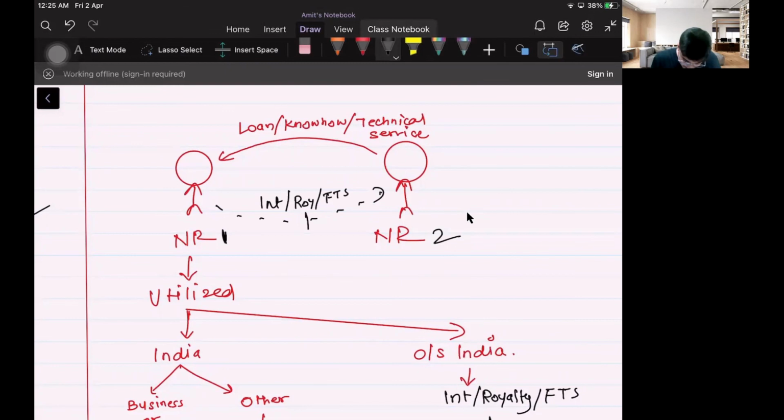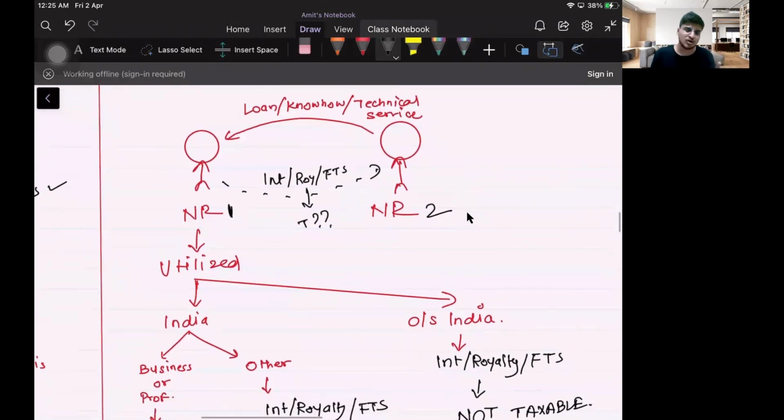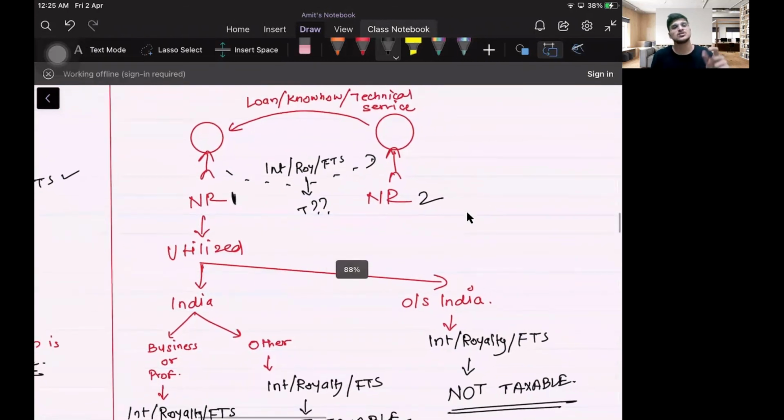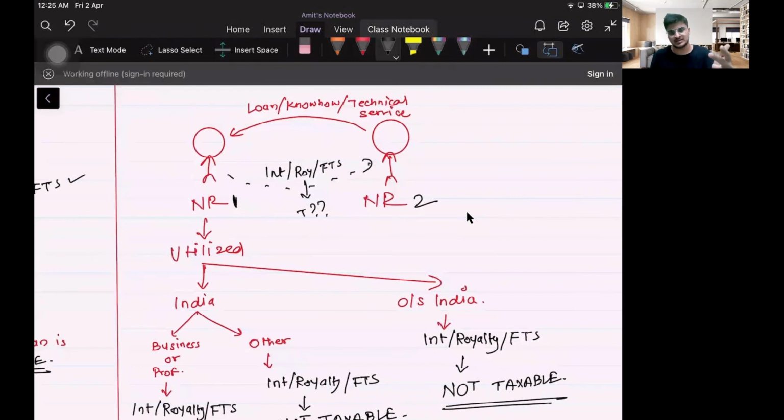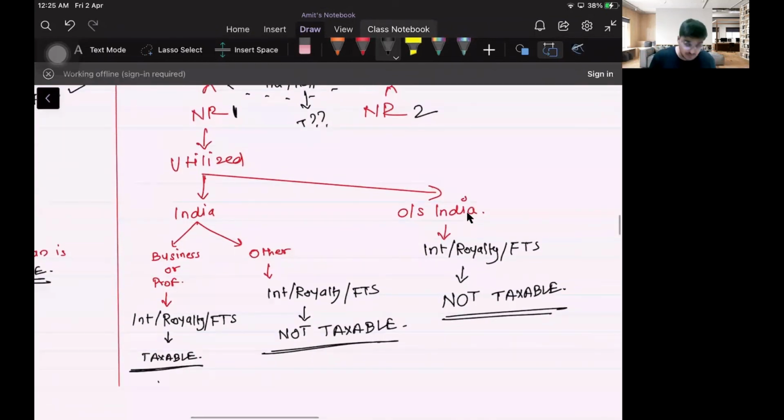तो ये टैक्सेबल होगा कि नहीं, ये किस पे डिपेंड करेगा? दिस इज द इनकम ऑफ नॉन रेसिडेंट 2. विल इट बी टैक्सेबल इन द हैंड्स ऑफ नॉन रेसिडेंट 2? इट विल बी डिपेंडेंट अपॉन द यूटिलाइजेशन ऑफ लोन, नो-हाउ एंड टेक्निकल सर्विस बाय नॉन रेसिडेंट 1. If that non-resident 1 is utilizing such a loan, know-how and technical service in India for business and profession, तो मोदी जी बोल रहे इंडिया का संबंध आ गया तो नॉन रेसिडेंट 2 को इंडिया में टैक्स भरना पड़ेगा.